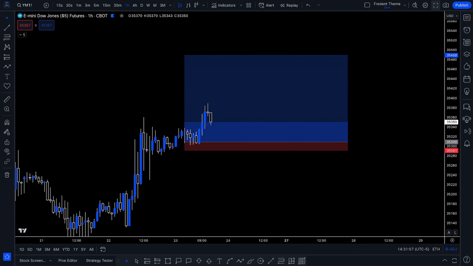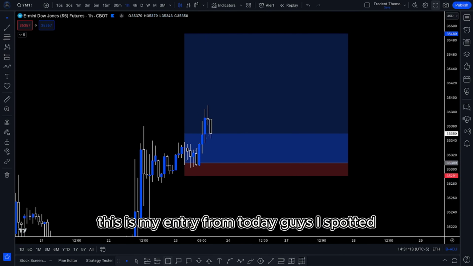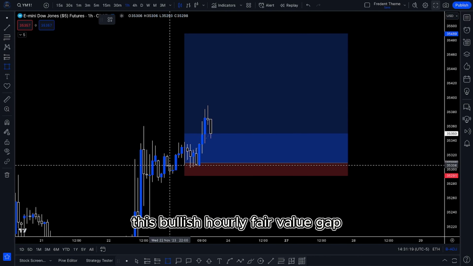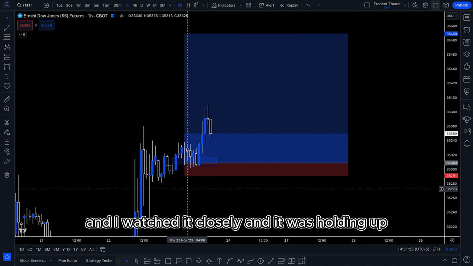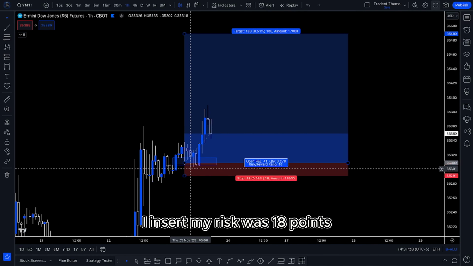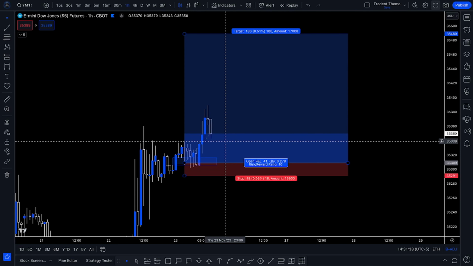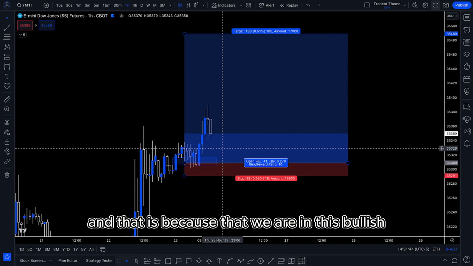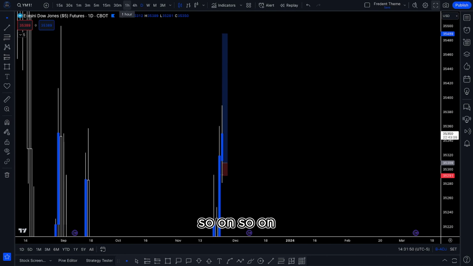Now, what do we see right here? This is my entry from today, guys. I spotted this bullish hourly fair value gap, and I watched it closely, and it was holding up. I entered. My risk was 18 points, merely 18 points, guys, and so far I'm up 41 points. And this has been the only futures index today that has been moving, and that is because we are in this bullish order flow on the daily and on the hourly, and so on.